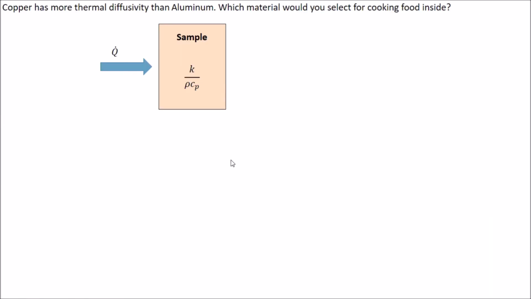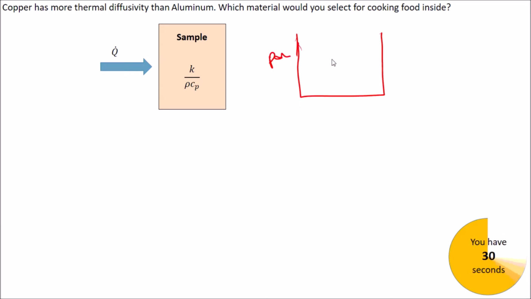Now we will talk about, we have a simple question here. It says that we have copper with a higher thermal diffusivity than aluminium. Which material would you select for cooking food? Okay, say that we have a pan like this one, and you are trying to cook the food inside, and the one case is the aluminium and the other case will be the copper.